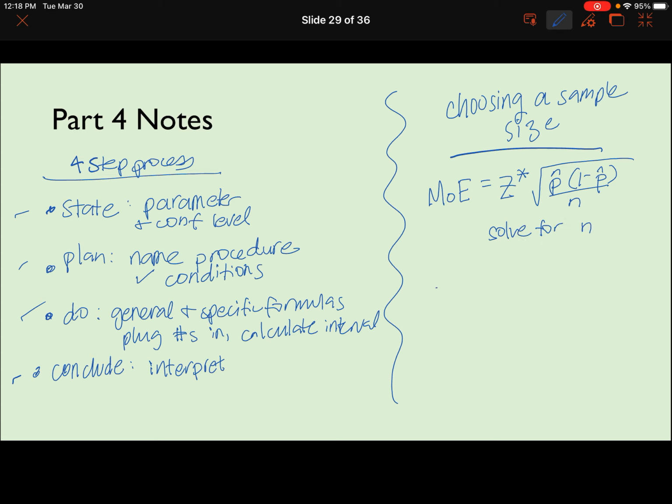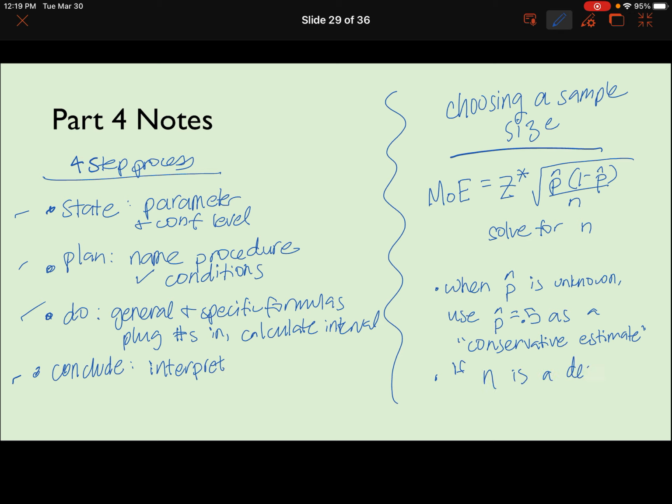And then there's a couple other notes here. When your P hat is unknown, you can use 0.5 as a conservative calculation, or conservative estimate. And then the other last note here is if N is a decimal, round up.